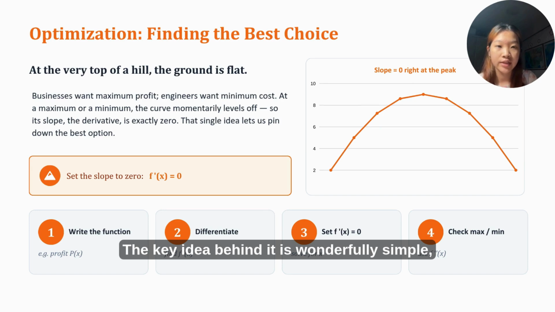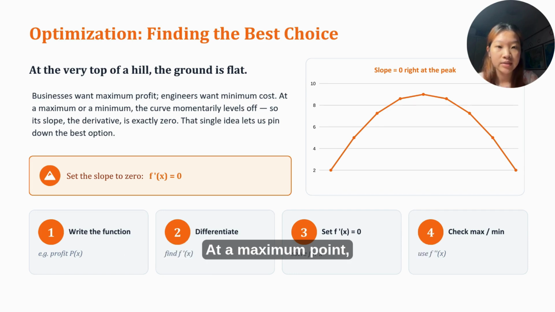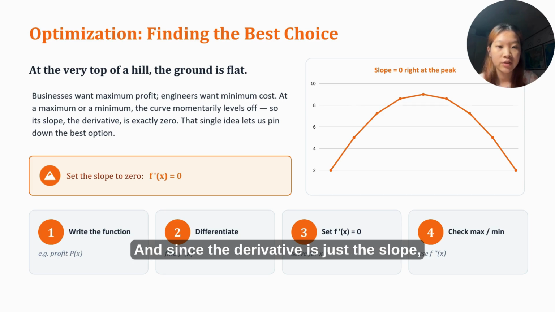The key idea behind it is wonderfully simple, and I like to think of it as climbing a hill. Imagine walking up to the very top of a hill, right at the highest point, just for a moment. The ground beneath your feet is flat. It's neither going up anymore nor down yet. The exact same thing happens on a graph. At a maximum point, the very top of a curve, or at a minimum point, the very bottom of a dip, the curve momentarily levels off, and since the derivative is just the slope, that flat moment means the derivative is exactly zero at those special points. That single insight is the key to the whole method.